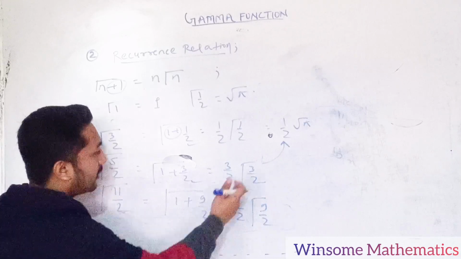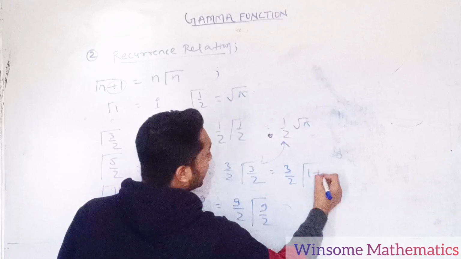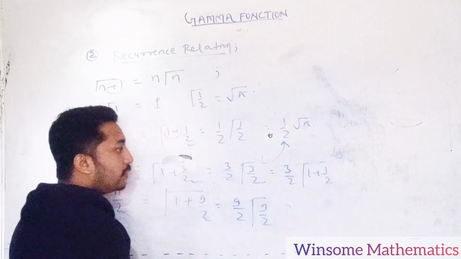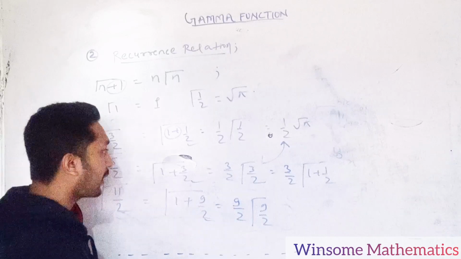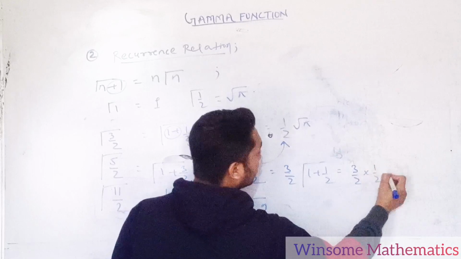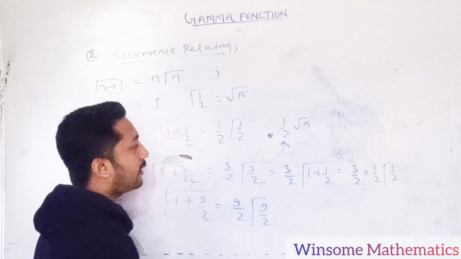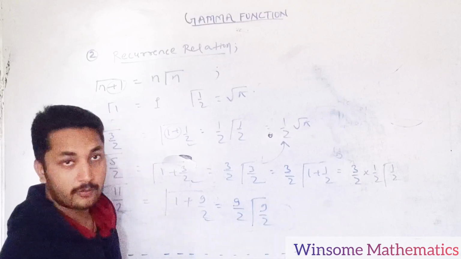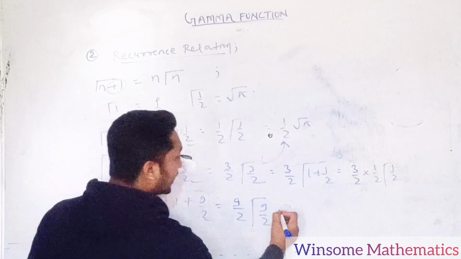Now, if you have difficulty remembering this term, gamma 3 by 2 is equal to, simply we can again convert it: 3 by 2 gamma 1 plus 1 by 2. Simple. We have to do it until 1 by 2 comes. Okay, so simple: 3 by 2 into 1 by 2 gamma 1 by 2. Now we can write 3 by 4 root pi. Clear? Because we know the value of gamma 1 by 2.